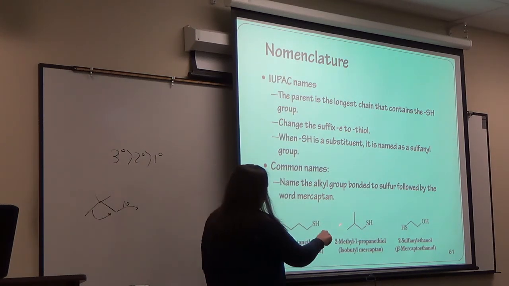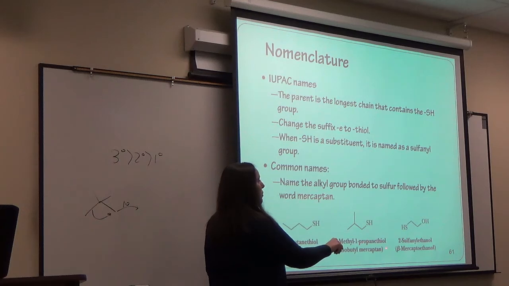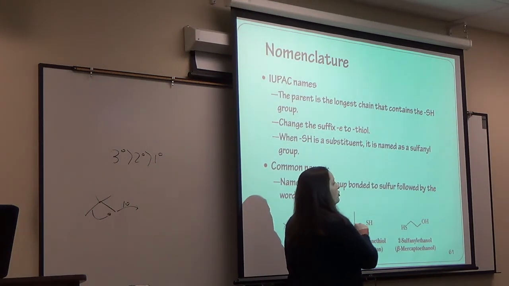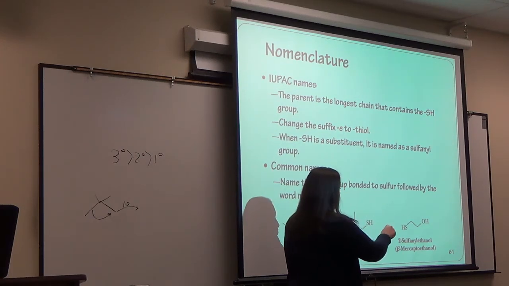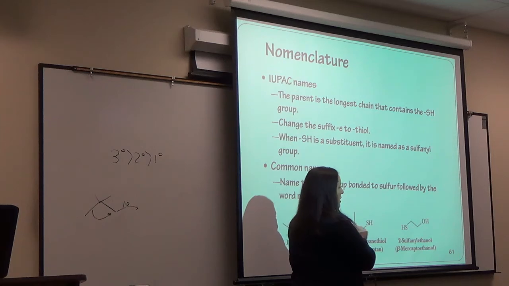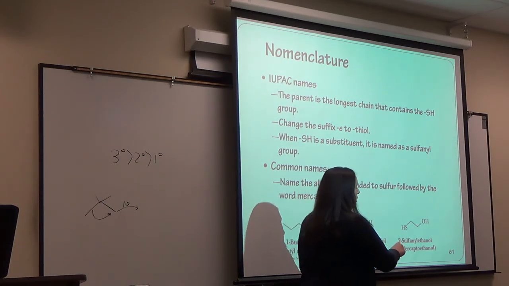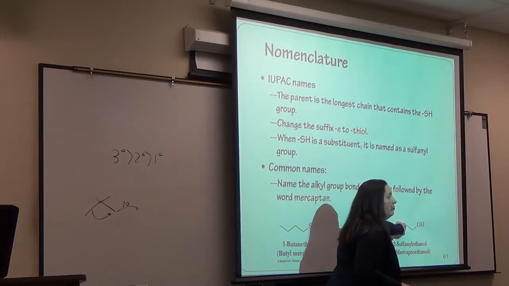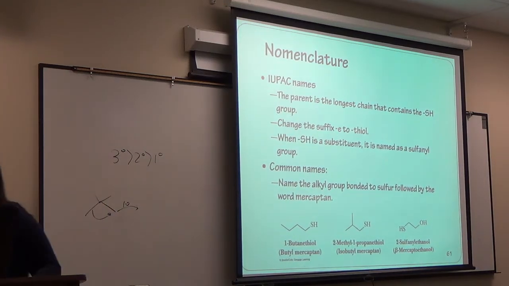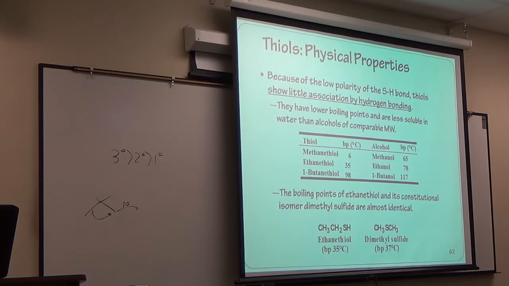So this has a substituent, so 2-methyl, right? 1-propanethiol. But what if there's 2 functional groups? The hydroxyl has higher priority, so you name it as ethanol, right? 2 carbons. But then you have to name the SH as a substituent, so that's when you use the sulfanyl. Does that make sense? So this would be ethanol, but there's a sulfanyl at carbon 2, right? 2-sulfanylethanol. So that's for the thiol.